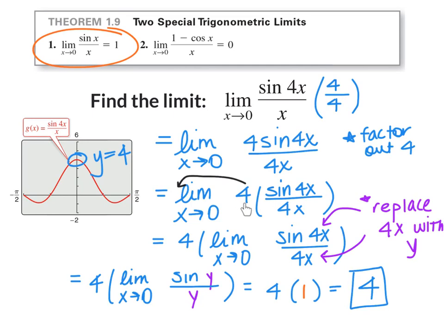So the 4 is here, and based on the rules that we saw at the beginning of this video, I could just pull this out because it's a scalar. That means I have 4 times this limit as x approaches 0 of this function. So I have 4x and 4x here. I'm going to replace that with some other variable y, and look at what happens. It's the same rule as up here. Sine of the same variable over the same variable gives me 1. So that's 4 times 1, which is the same thing that this graph gives me. So the limit is 4.